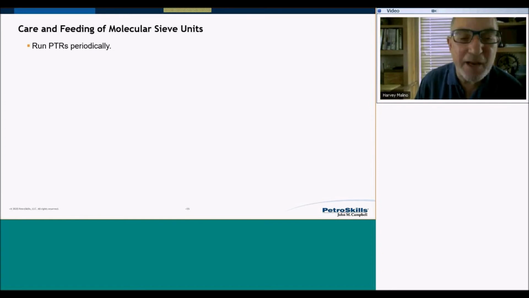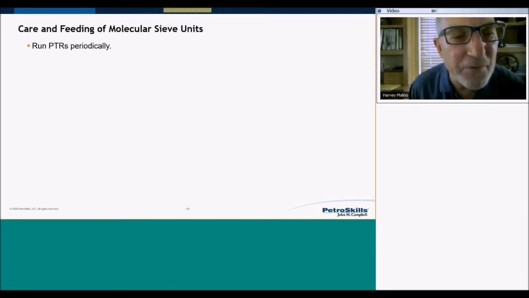And there are times, and in fact, if you look at the PetroSkills tip of the month, there are issues where there's a tip of the month that shows how you can determine the life of the sieve by running just one performance test run. Why, you can run as many as you possibly can.